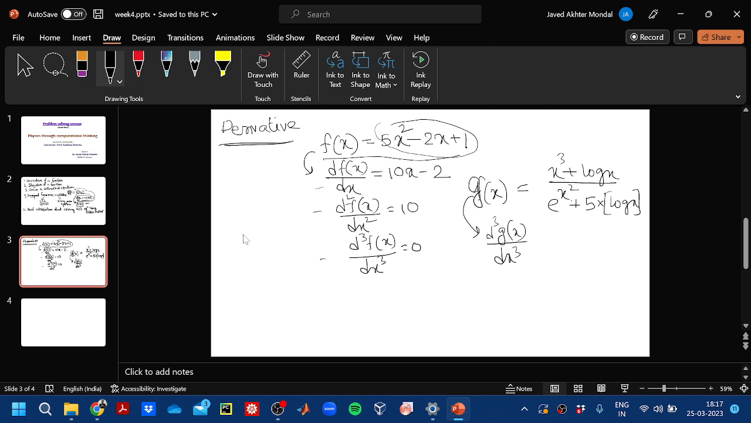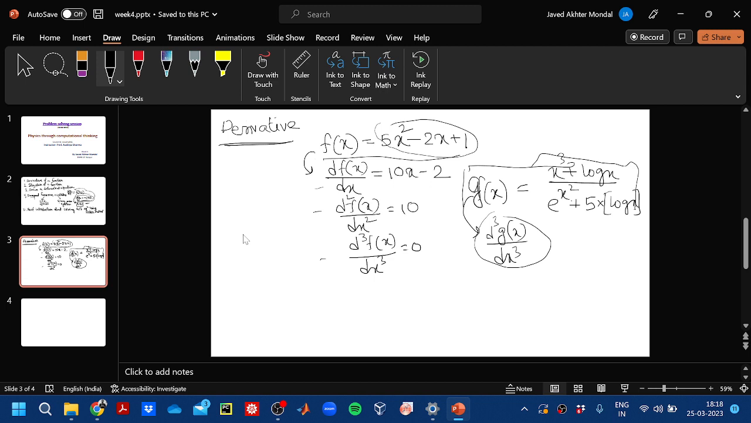But if we have a complicated kind of function, like x cube plus log x by e to the power x square plus 5 log x, and suppose we want to know its third order derivative, then it is really cumbersome and tedious to do this by hand. So we can do this easily with our Mathematica inbuilt function.